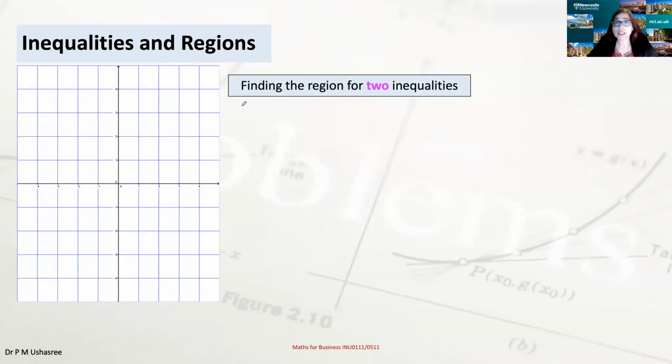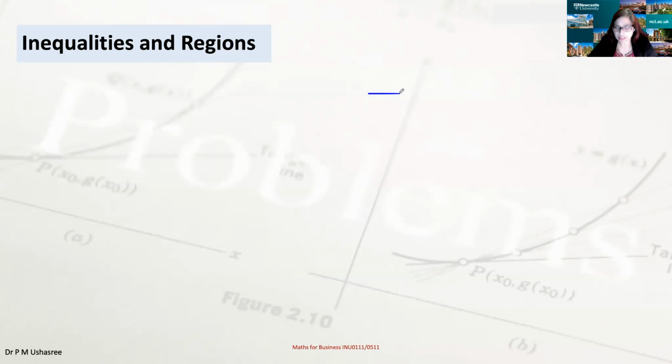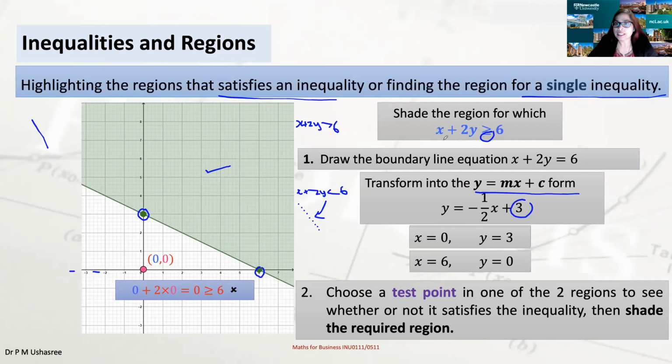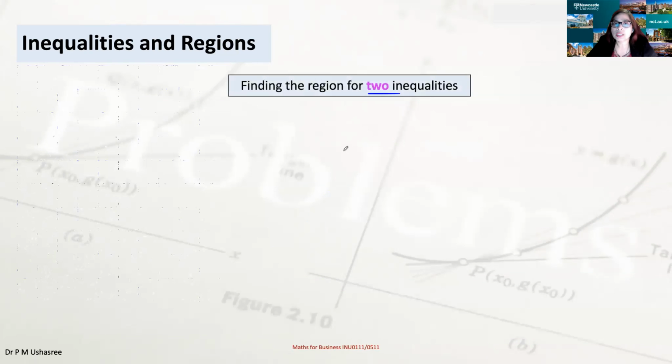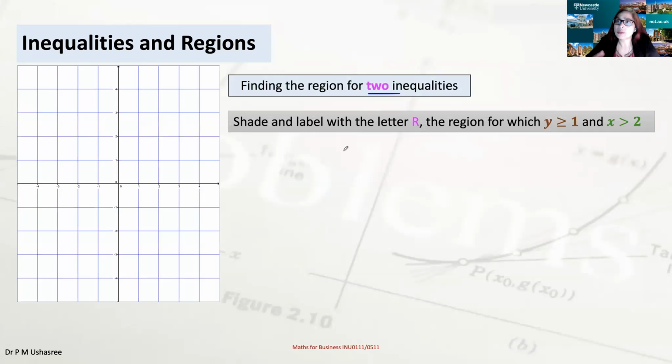Okay, now let's do another problem. Finding the region for two inequalities. We have done one inequality here. Now let's find the region that satisfies two inequalities. How do we do that? We do it similarly, but now we have to draw two straight lines and then shade two regions, and see the region where they overlap.